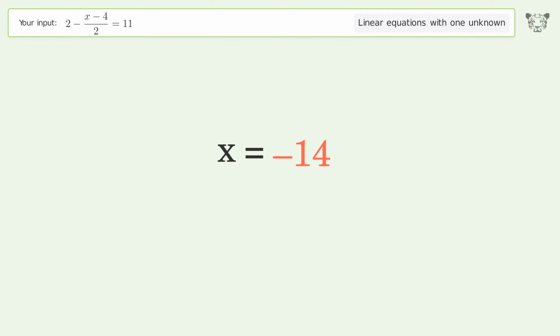And so the final result is x equals -14.